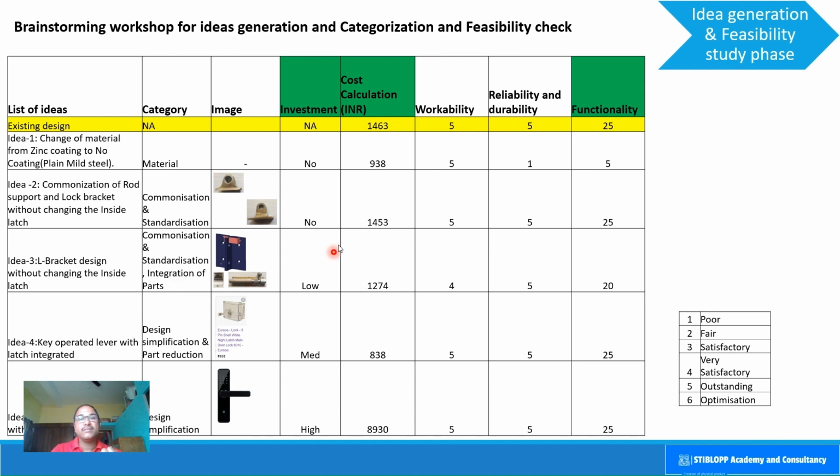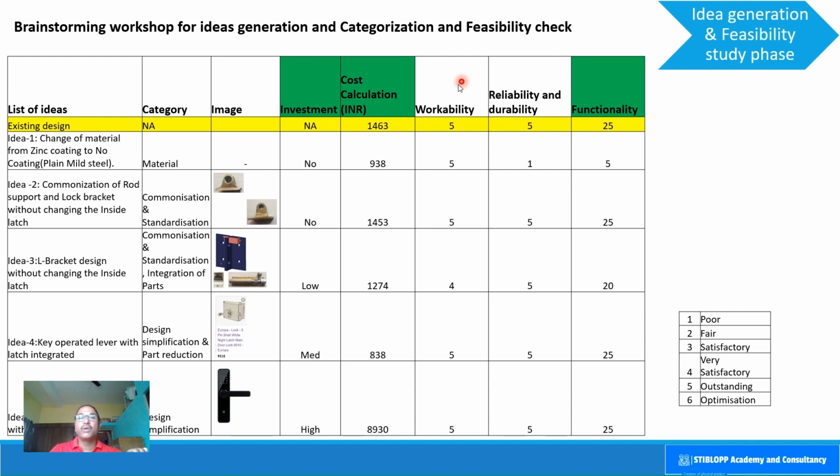Okay. So here, why I am mentioning the integration of the parts is because you can see that the lock bracket and the rod support brackets are integrated into a single L bracket. And why I am saying it is commonization and standardization is because you can just rotate this L bracket, which is on the left hand side, to fit it on the right hand side. Okay. Here the cost calculation that is achieved is 1,274 rupees.